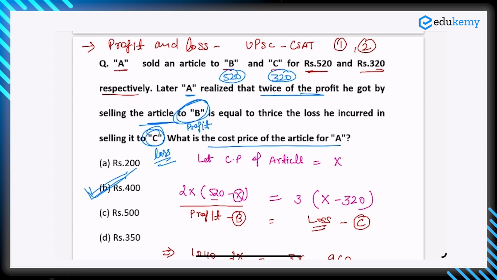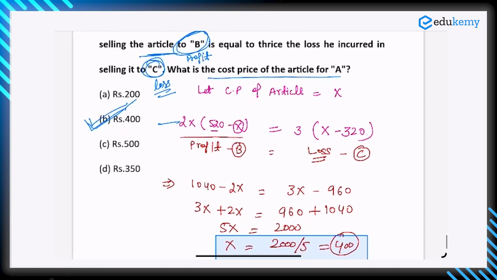जो आर्टिकल बी को बेचने में प्रॉफिट हुआ, the twice the profit of article to the selling price of the B is equal to thrice the loss he sold the article to the C. तो हमने एक इक्वेशन बना दी, twice the profit of the article when he sold to the B is equal to thrice the loss of the article to the C.